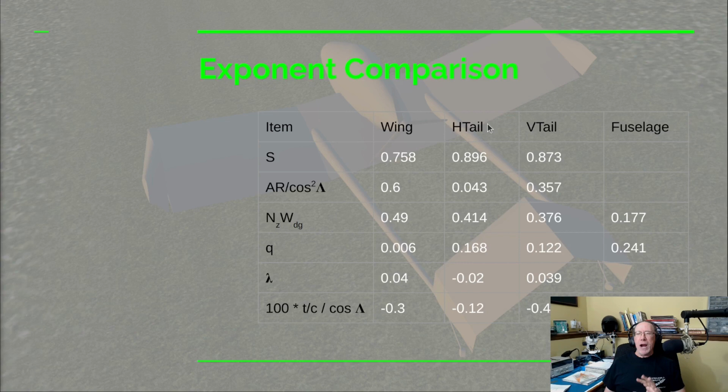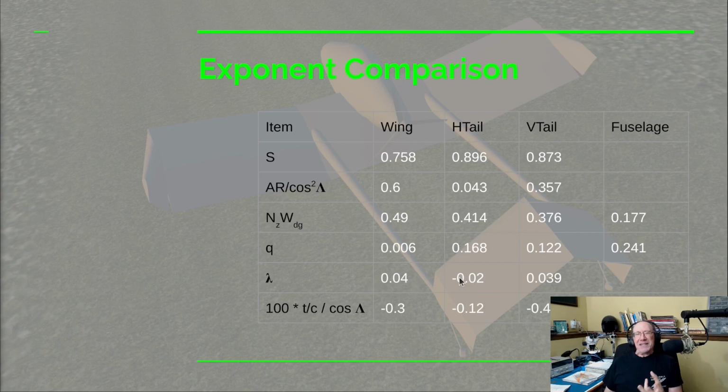But it's not quite as true on the horizontal and vertical tails, so speed does have more of an impact on them. Not huge, but it does have more. And then taper ratio. Now this is another odd thing that I haven't quite figured out. The taper ratio of the wing does have some impact. It's not huge, but there is some impact on it. But notice this, on the horizontal tail, it's actually negative.